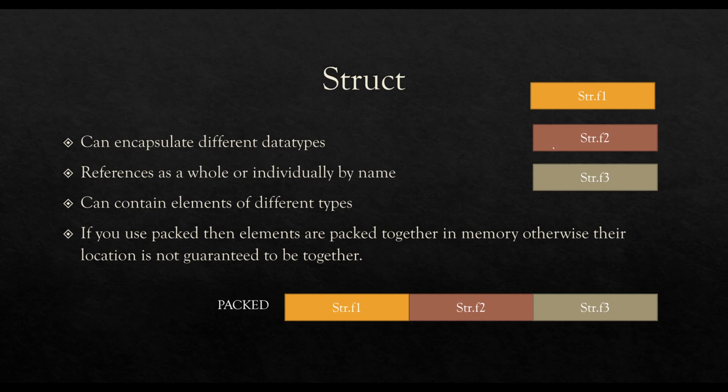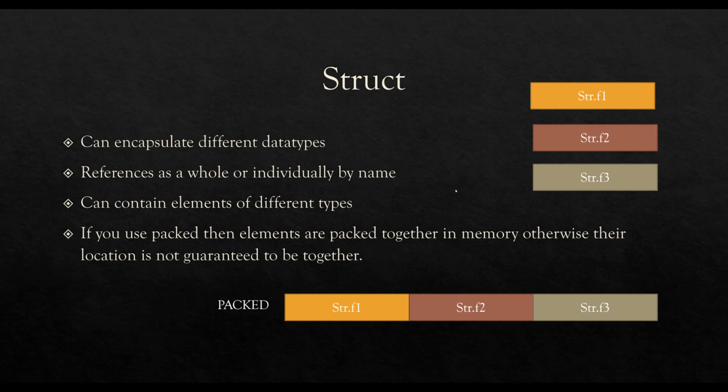Now, with unpacked structs, you cannot say that the bit plus one would be F2. These are essentially three different locations in memory. The pointers for these would not be contiguous locations. So you cannot refer to them by the fact that they are contiguous blocks of memory, and they are unpacked.